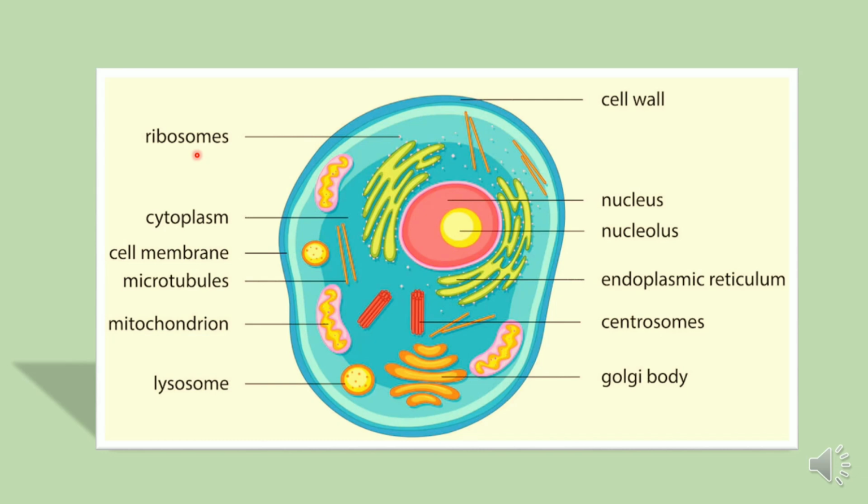Now, in prokaryotic cells, cilia and flagella are also present. Flagella help in providing the movement of the cell.